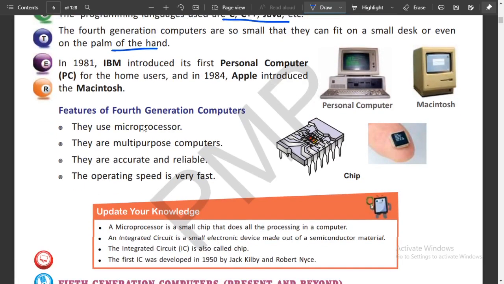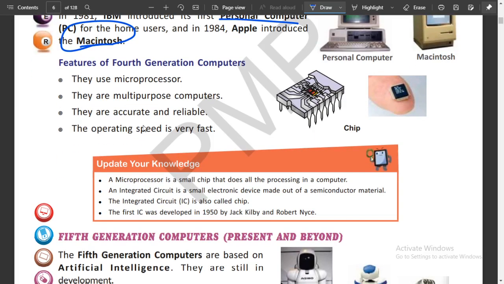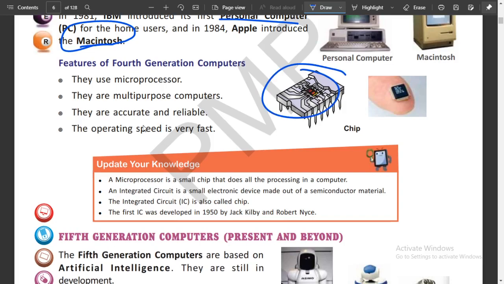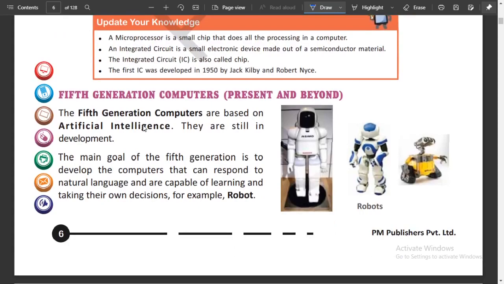Personal computers are also there, and Apple introduced Macintosh as I told you earlier. Here you can see this is the chip, and the chip is very small. Here you can see in the finger there is a chip. So these microprocessor multi-purpose computers are reliable and very fast. After that we have the fifth generation of computer, to present and beyond.